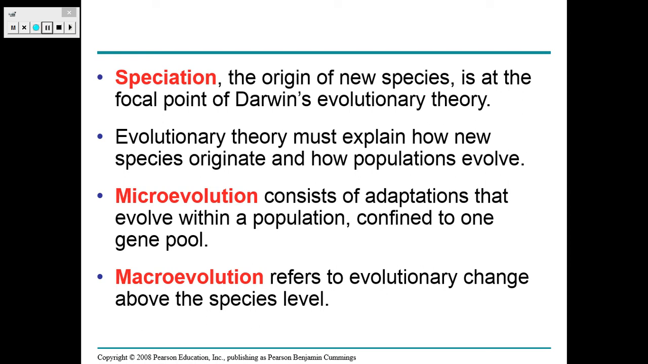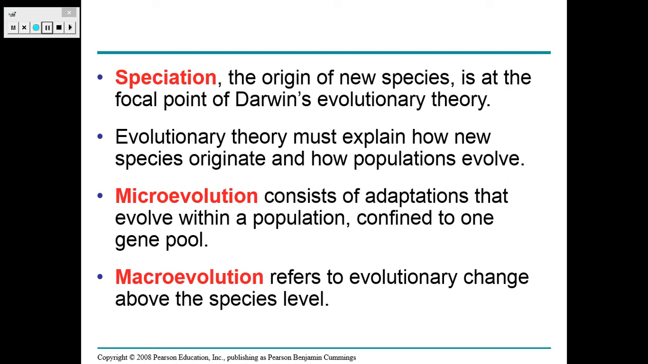That was kind of the focal point of Darwin's theories, his evolutionary theory, and what he published in the Origin of Species. So evolutionary theory has to be able to explain how a new species is going to originate. We've got to have some explanation of the mechanisms, not just for change, but we need an explanation of the mechanisms for the creation of a brand new species.